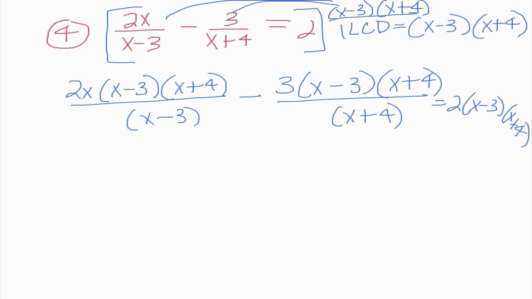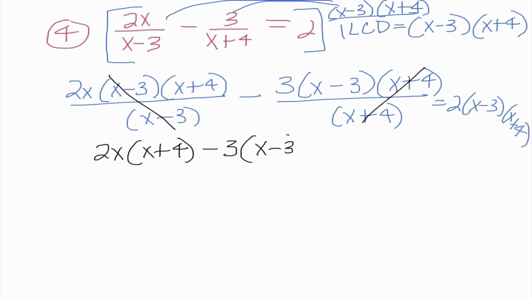Anyways, the nice thing that we see here is that we have some factors that cancel out. So these x minus 3's cancel out. So I'm left with 2x times x plus 4. And these x plus 4's cancel out. So I'm left with negative 3 times x minus 3 equals 2 times x minus 3 times x plus 4.